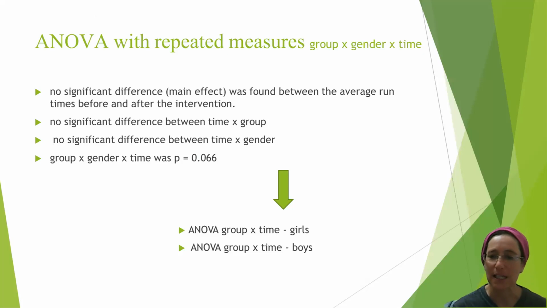As you can see, for the statistics, we used ANOVA with repeated measures, and we did not find any significant differences. We didn't find a main effect between the average runtime before and after the intervention, and no significant difference for time by group or time by gender, but group by gender by time was 0.066. Because of that, we decided to run the statistics again for each gender separately, for boys and for girls.